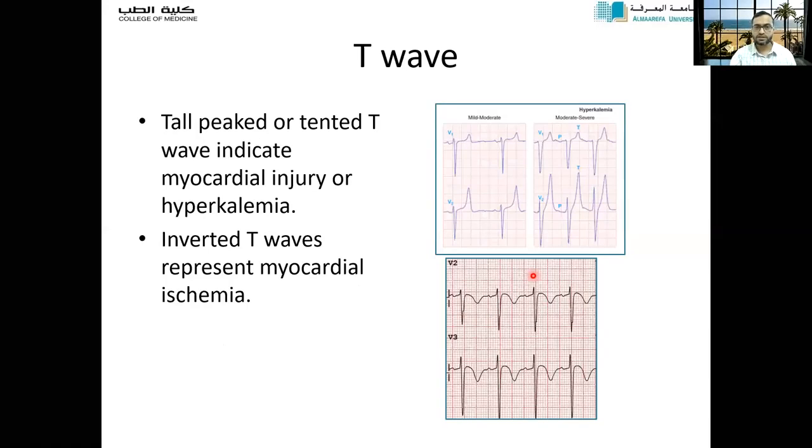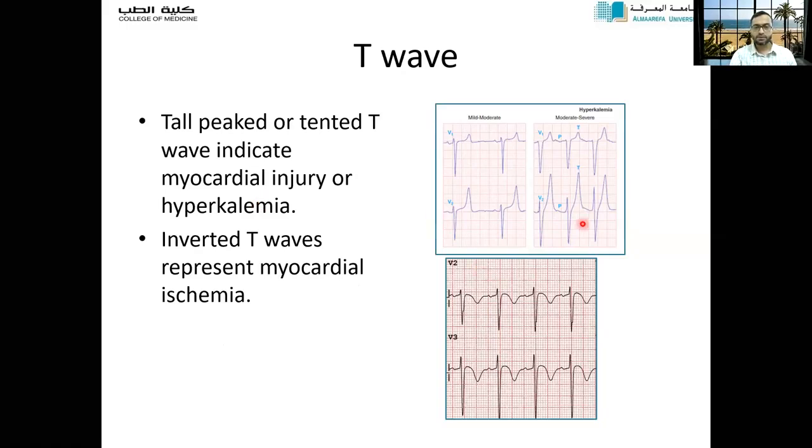But some variations can occur. Sometimes you will find a tented, tall T wave. You can compare it even with the QRS complex. The R wave is smaller than the T wave, and the T waves are not rounded in shape; they are like spikes. Usually it occurs in myocardial injury or hyperkalemia. Significantly, it is suggestive of hyperkalemia.